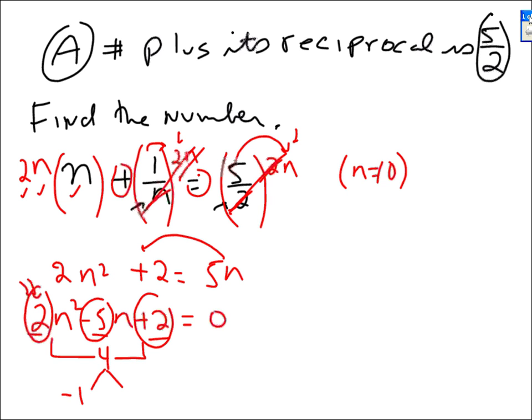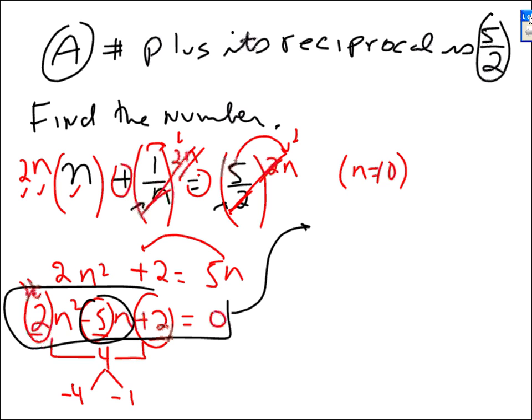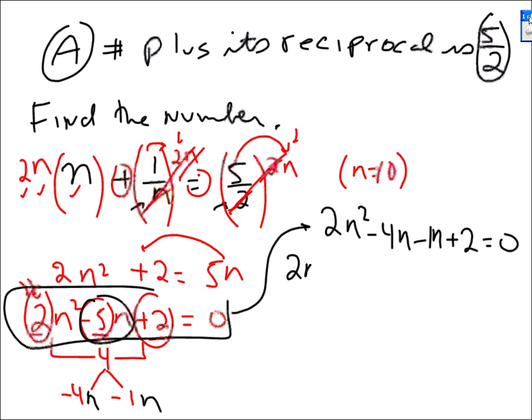The answer is -4 and -1. Unfortunately, two negative numbers. So you rewrite this equation, except you break down the -5n into -4n minus 1n. So you have 2n squared minus 4n minus 1n plus 2 equals 0. So you group the first two, and then you have minus, and when you group the second two, the 1n plus 2, you have to remember, since there's a minus in the middle, you have to change that plus to a minus.